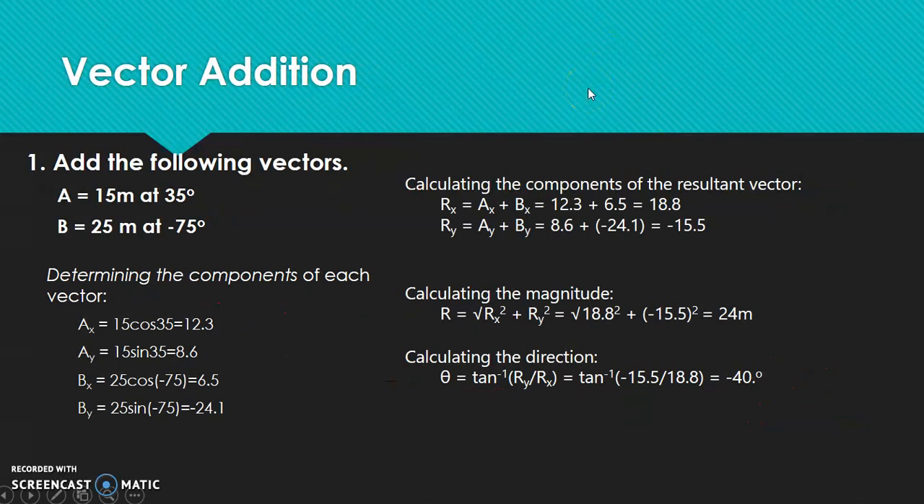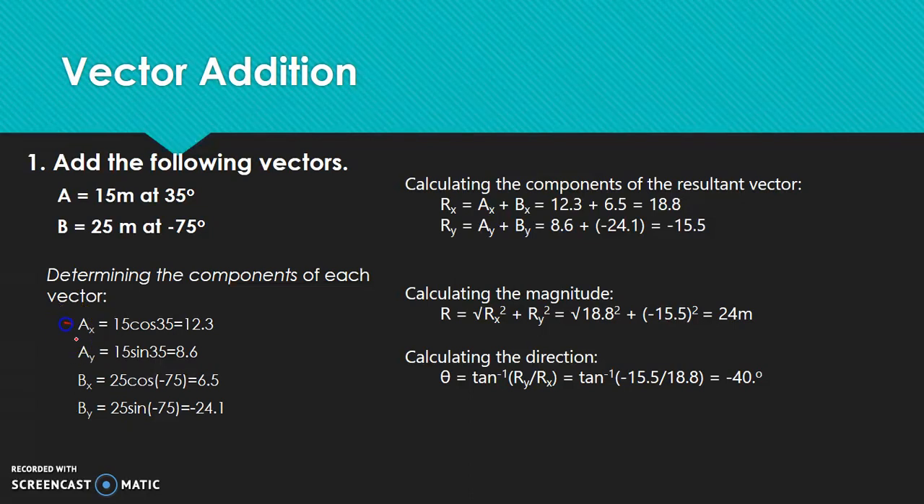All right, here's an example of vector addition. It says add the following vectors: 15 meters at 35 degrees and 25 meters at negative 75 degrees. First of all, we're going to have to determine the components of each vector. A lot of you guys get confused. Remember, the x's are horizontal and the y's are vertical.